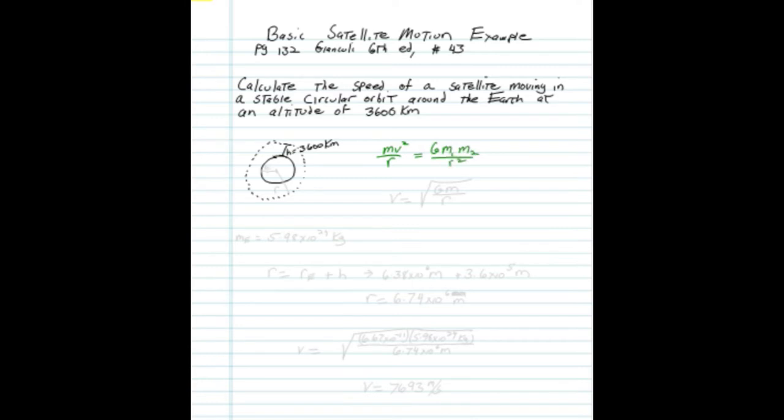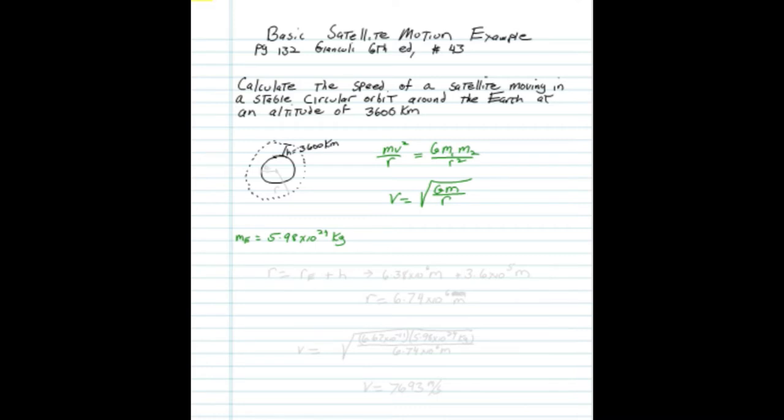And I had gone through the derivation here, but this concept leads us to this expression, v equals the square root of G, mass of the planet, over R. So we're going to use this to calculate the speed. So I need to know the mass of the Earth, which is 5.98 times 10 to the 24th, not something you need to memorize. And I need to know the radius of the orbit.